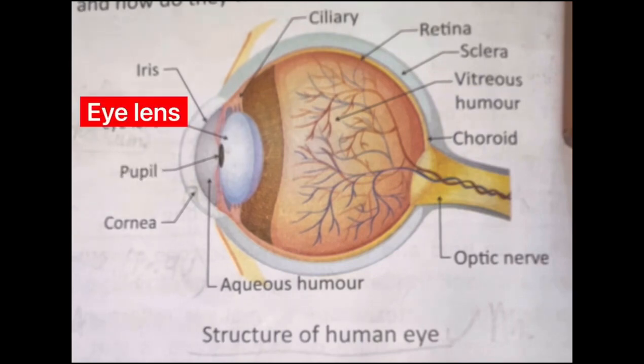Now is eye lens. Eye lens is behind the pupil. It is a convex lens made of transparent flexible jelly-like material. The main function of the eye lens is to focus the light entering into the eye on the retina of the eye by changing its focal length. The focal length of the lens depends on its thickness. A thick lens has short focal length, but a thin lens has long focal length.